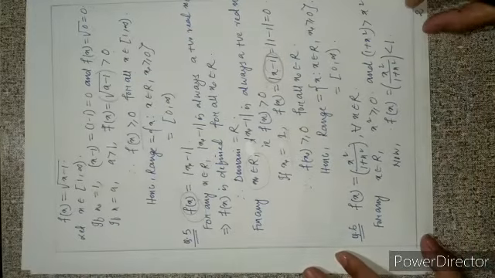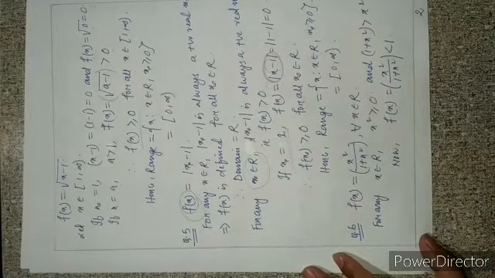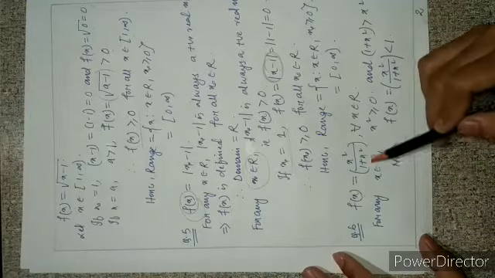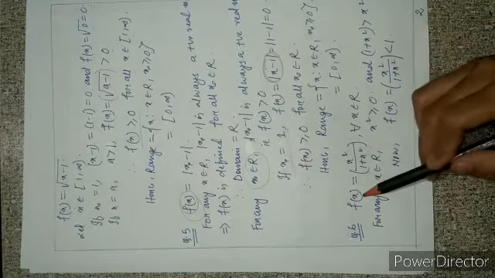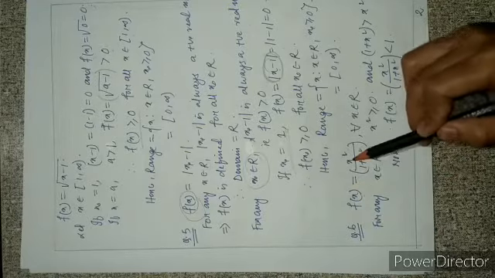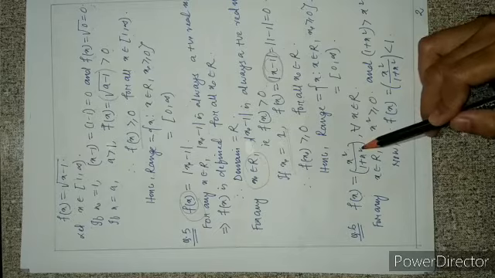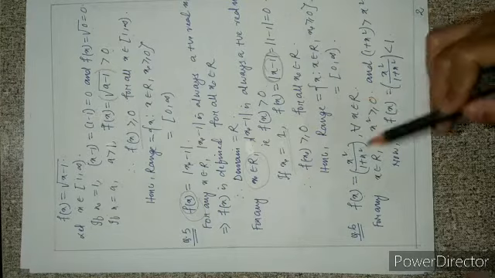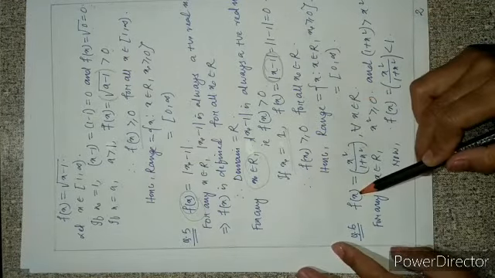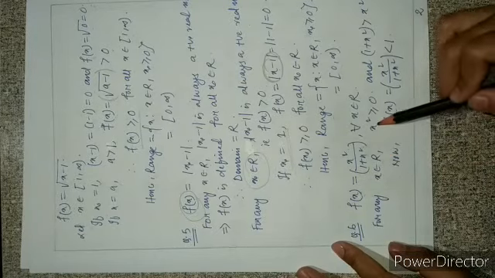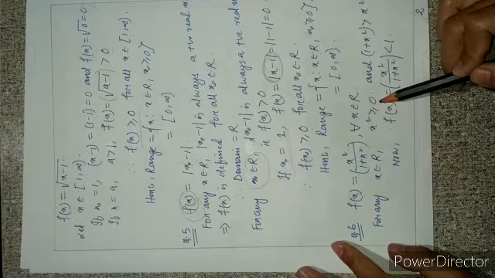Our function is defined as f(x) is equal to x square divided by 1 plus x square. This is the nature of the given function f defined from the set of real numbers to the set of real numbers, and for all x belongs to R. For any x belongs to R, x square is always greater than or equal to 0.